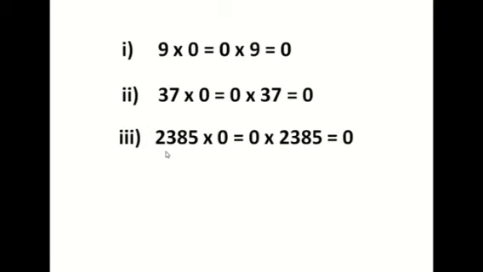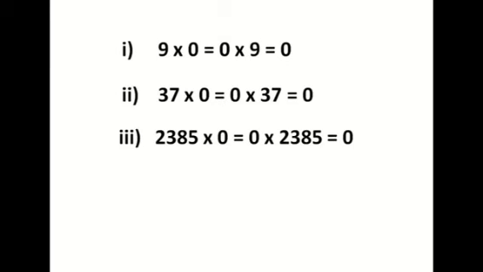Take one more example. Instead of 9 I have taken one more whole number as 37 and multiplied with 0. Here also I have interchanged their place. So 0 has been multiplied with 37 and both the cases you are getting the product as 0. Let's take one more example. It is 2385 multiplied with 0. Again I have interchanged their place. Again I am getting the product in both the cases as 0.